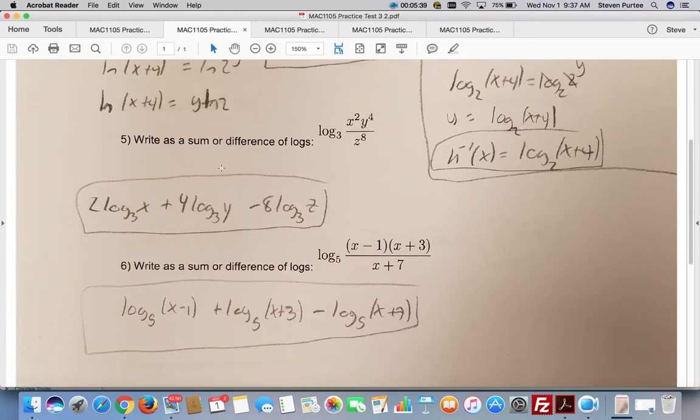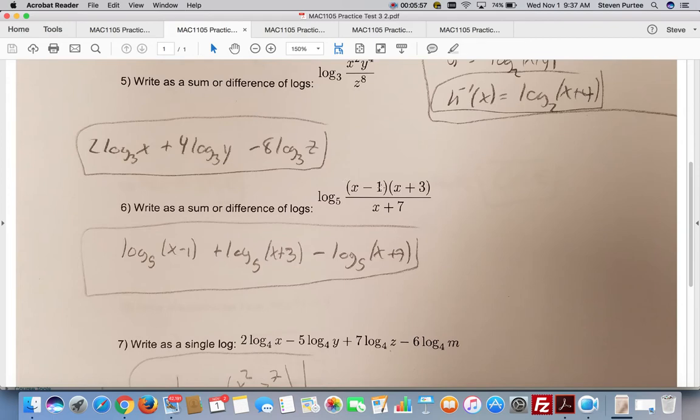Okay, writing an expression as a sum or difference of logs. Anything on top is a positive, anything on the bottom is a negative. All the exponents come down front. We just get this. That should be relatively obvious.